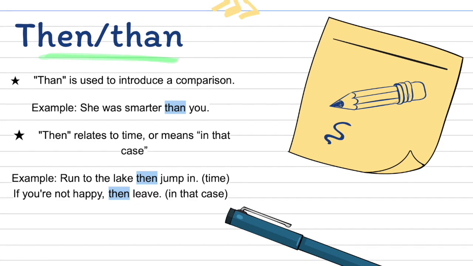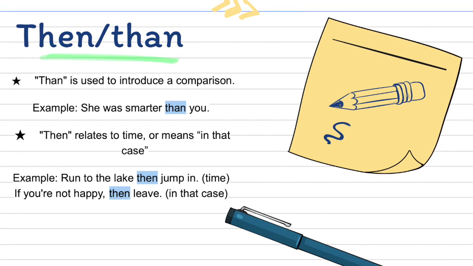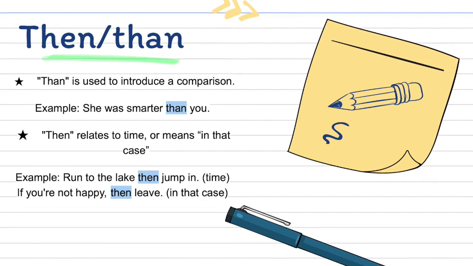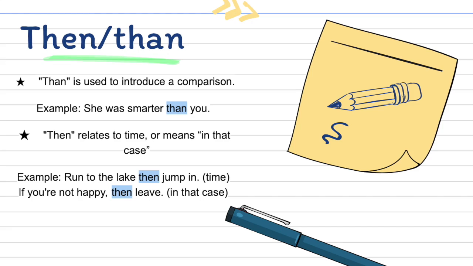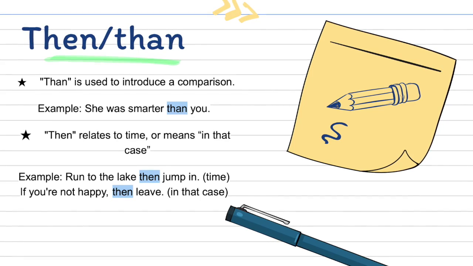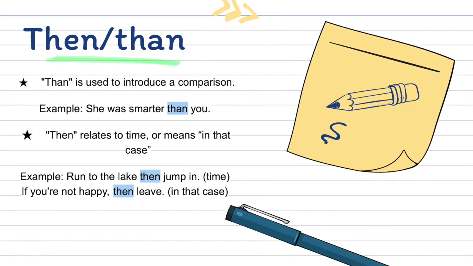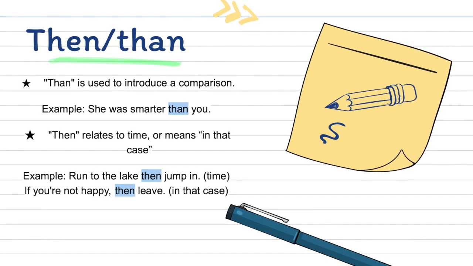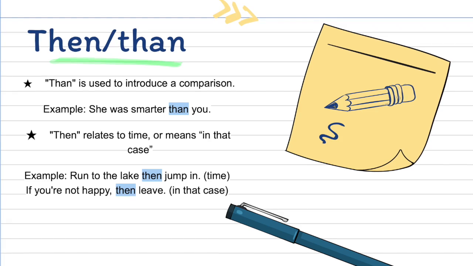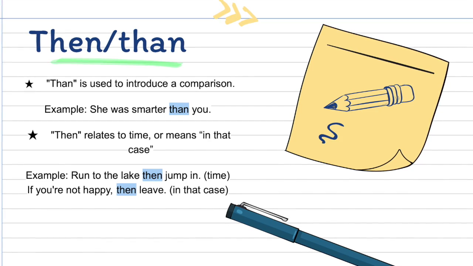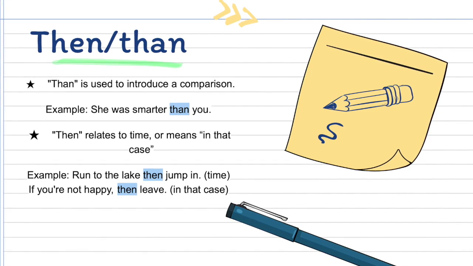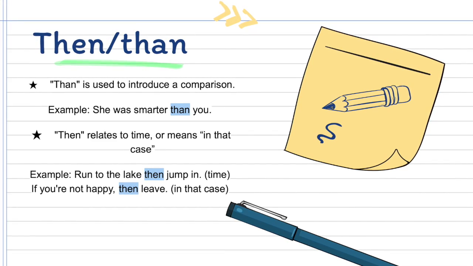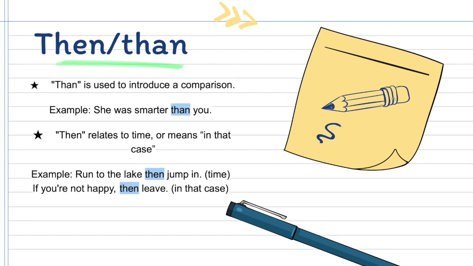Okay, so the first homophone we're going to start with are then and than. Than is used to introduce a comparison. So an example of this is, she was smarter than you. We will use than when we're comparing two items, and then relates to time or means in that case. So an example would be, run to the lake, then jump in. That's an example of then being used in a sense of time. And then, if you're not happy, then leave. That's an example of then being used in the form of in that case.